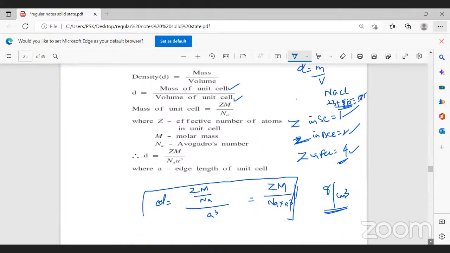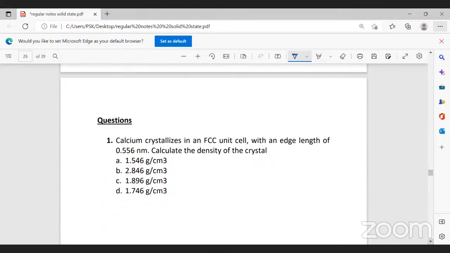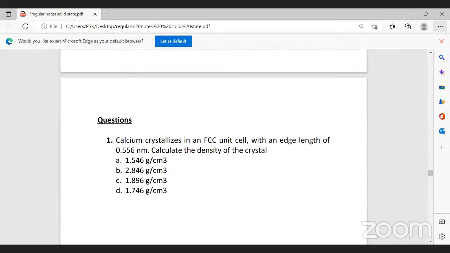Yes, sir. We'll work out some problems based on these. Let us see the simple problems I'll give you. Before that, we'll work some problems which I've typed and kept for you. Now, calcium crystallizes in FCC unit cell. When the edge length of calcium is 0.556 nanometers, they have given us 0.556 nanometers. Calculate the density of the crystal.